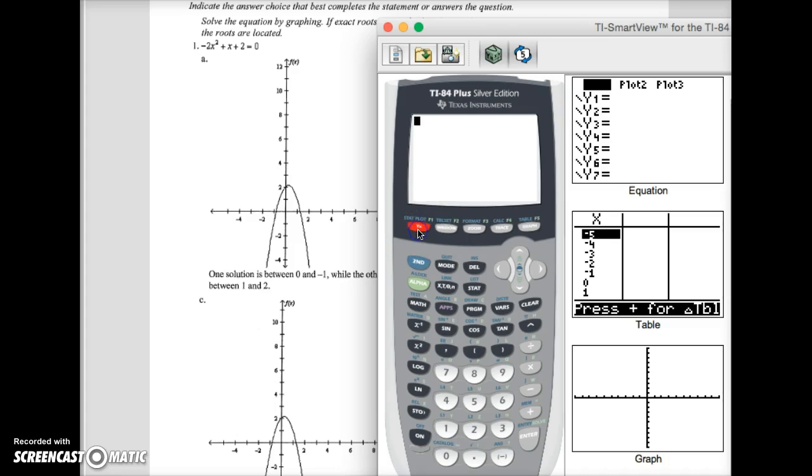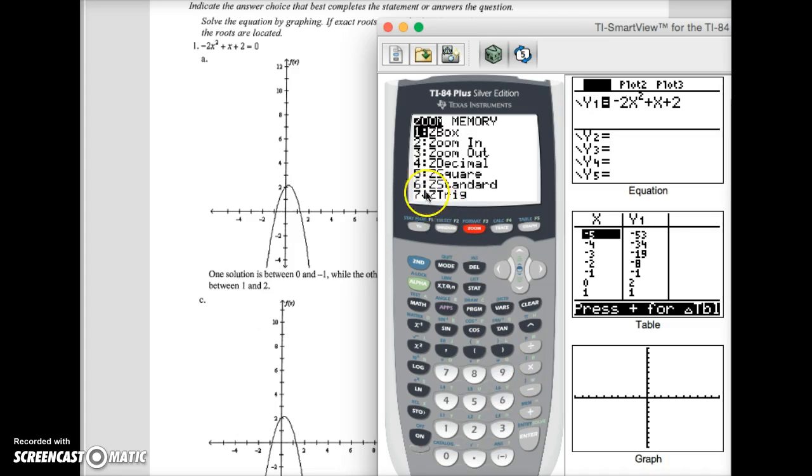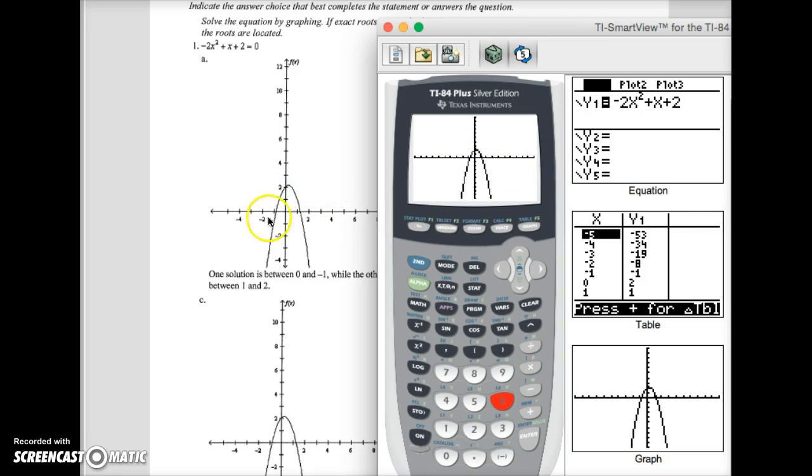We're going to go to y equals and type negative 2x squared plus x plus 2. And then what I want to do is go and look at the graph so I can see what the zeros are. So I'm going to hit zoom 6, which will take us to the standard 10 by 10 window. So I can see here, that looks pretty similar to both A and C. But let me go and find what these two zeros are.